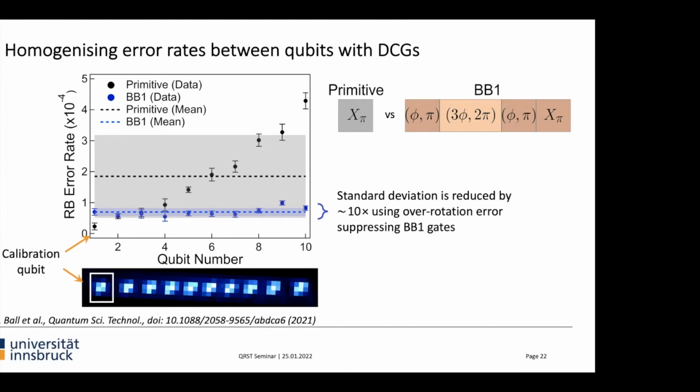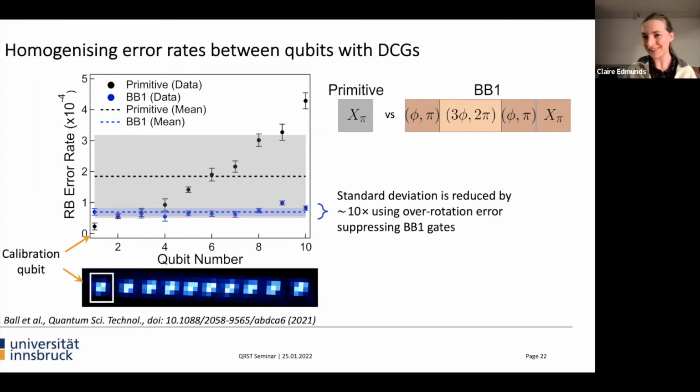No problem. But before I move on, I just wanted to point out something quite important, which is this leftmost qubit, the calibration qubit. You'll see that with the BB1 gates, the error rate got worse. And this is what I was alluding to with the single ion in the trap.